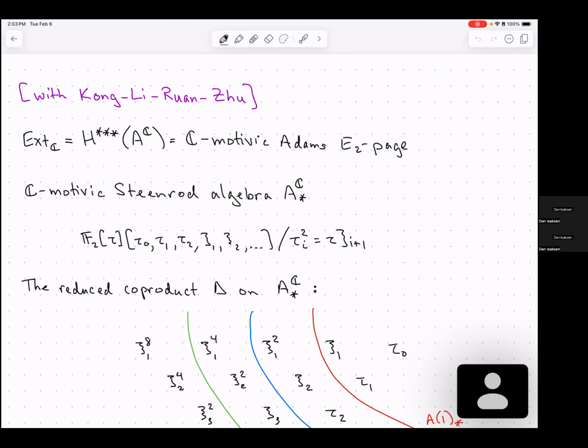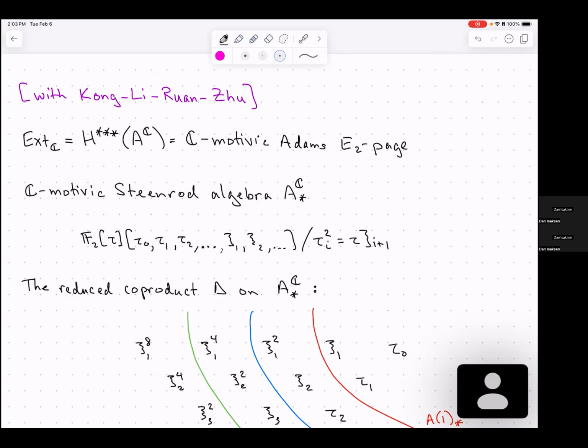So you have infinitely many tau i's and infinitely many xi's as well. And then you have this relation, tau i squared equals tau xi i plus 1. And you also have this parameter tau that you think of as sort of in the coefficients out in front. Okay, so that's what it looks like.